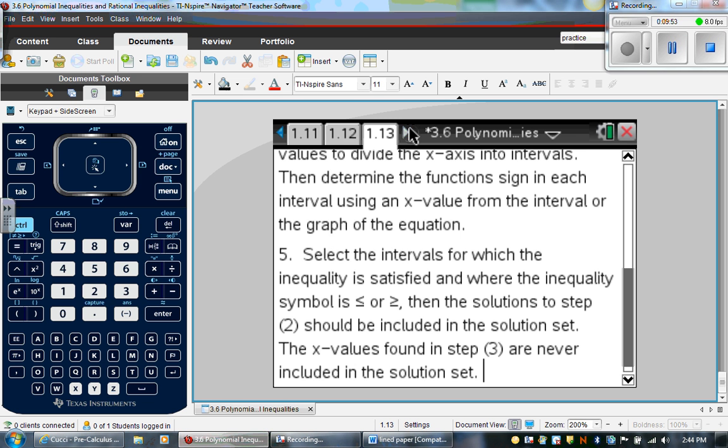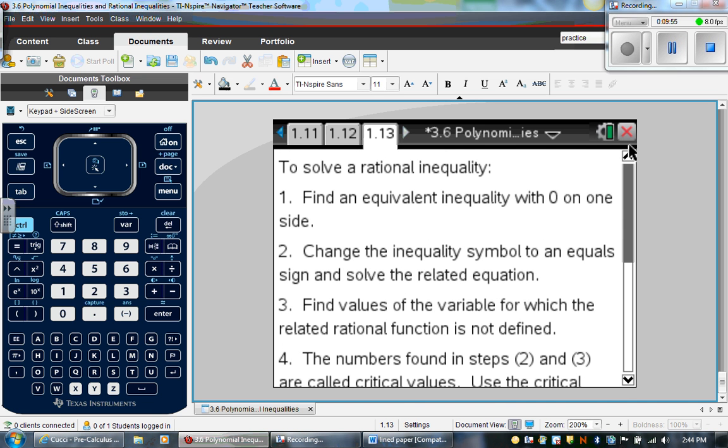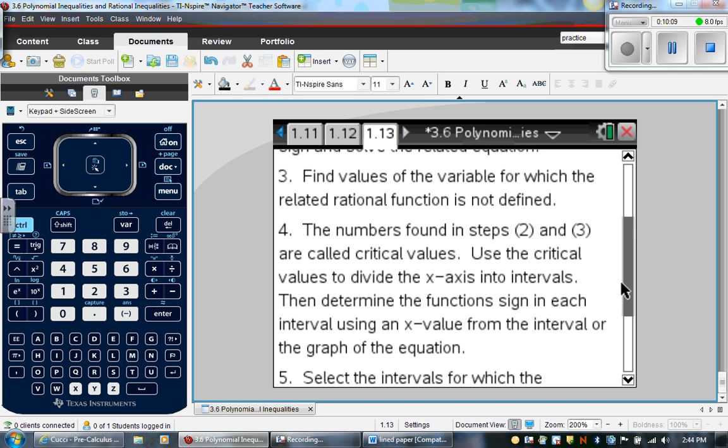All right, so to solve rational inequalities, first you find an equivalent inequality with 0 on one side. Then we change the inequality symbol to an equal sign and solve the related equation. Find the values of the variable for which the related rational function is not defined. And then the numbers found in step 2 and 3 are called critical values. We're going to use those critical values to divide the x-axis into intervals, then determine the function's sign in each interval using x values from the interval or the graph of the equation.